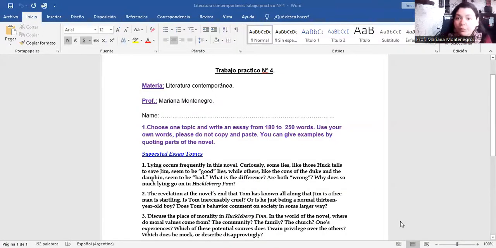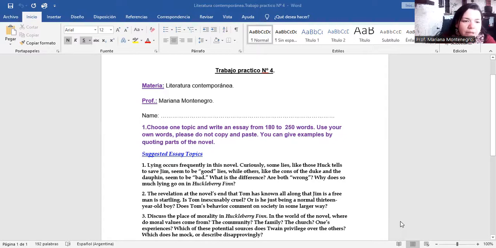And then, with respect to task 4 or trabajo práctico number 4, you know that we are reading The Adventures of Huckleberry Finn, yes? So what you must do is to choose one topic, only one, and write an essay from 180 words to 250. You must use your own words. You mustn't copy and paste from the internet, please. And you can give examples by quoting part of the novel, yes? So if you quote, put the examples between quotation marks.